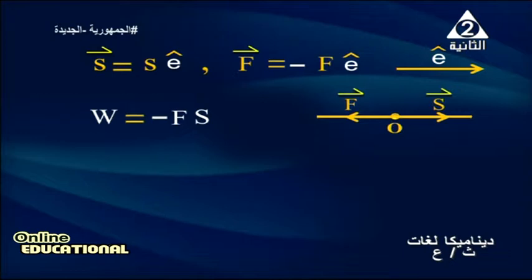Now, since the force is a force of resistance, it acts in the opposite direction to the displacement vector. And if vector E is a unit vector in the direction of the displacement vector, then the displacement in this case is positive. And we can express the force vector in the opposite direction of the unit vector E, then F in this case must be negative F E. Then the work in this case equals negative F times S.